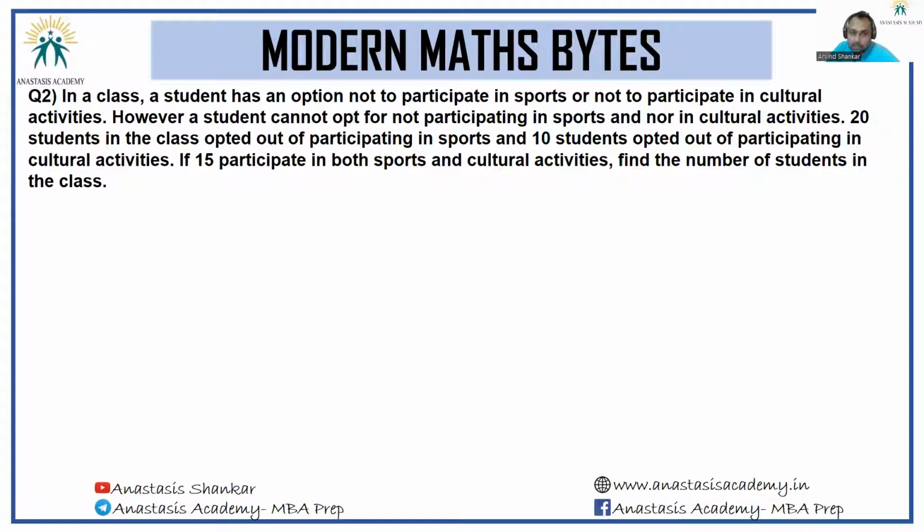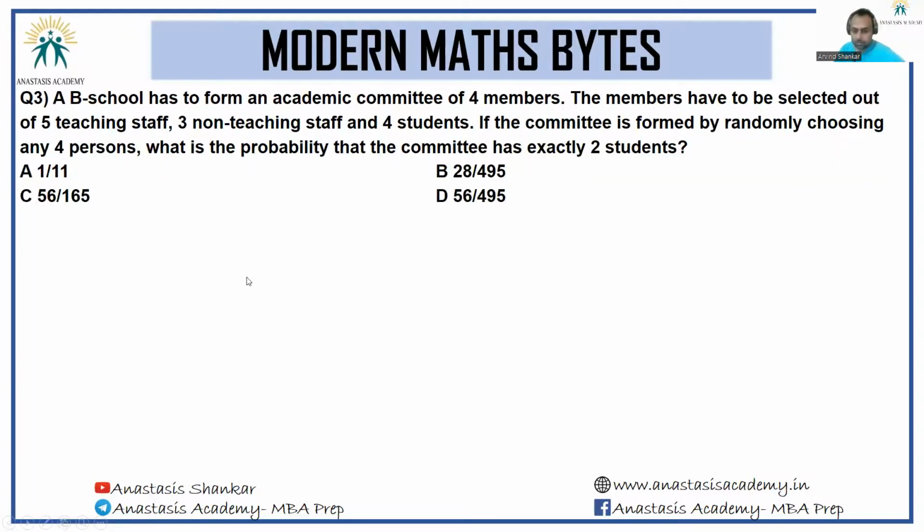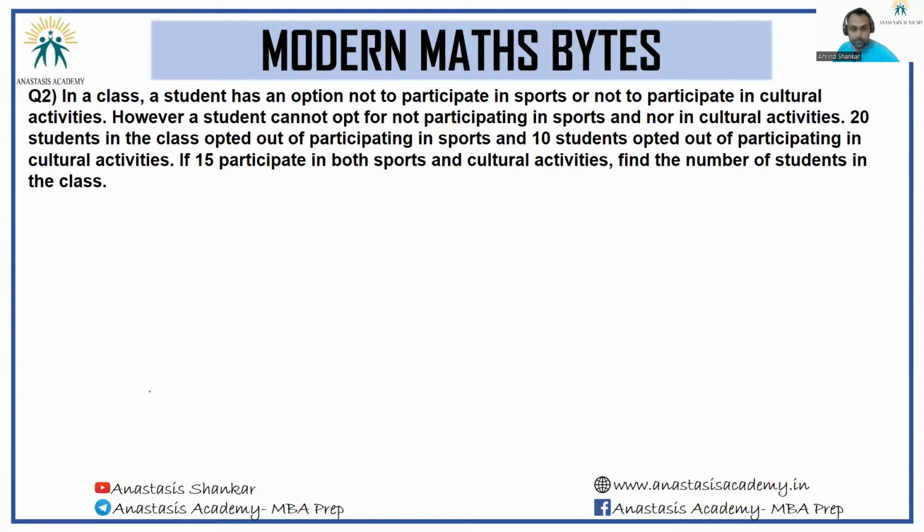In a class, a student has an option not to participate in sports or not to participate in cultural activities. However, a student cannot opt for not participating in sports and nor in cultural activities. So everybody has to pick at least one. Okay, so 20 students in the class have opted out of participating in sports and 10 students have opted out of participating in cultural activities. Okay, why is my pen not working? No, it is back. So 20, oops, this is a different slide.